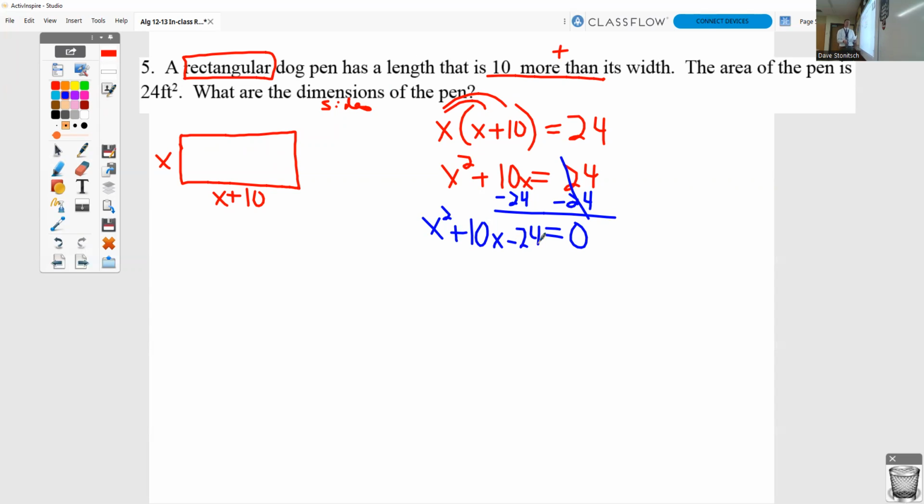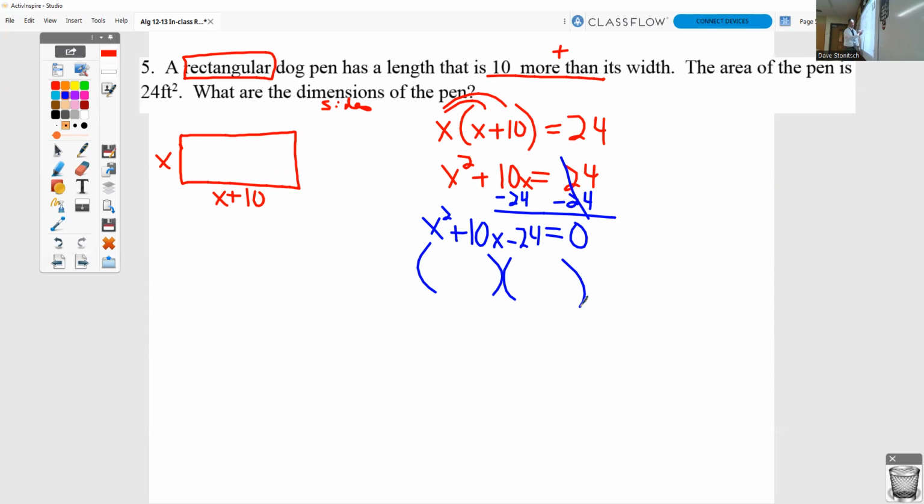Again, you have your choice. Right here, you could either solve by factoring. What times what equals negative 24 that adds up to 10? Or you could use the quadratic formula. I happen to feel, just my opinion, whenever you have an a value, the number that's in front of the x squared, of 1, which we do here, I think doing reverse FOIL is a little bit easier. But if you want to use the quadratic formula, go right ahead.